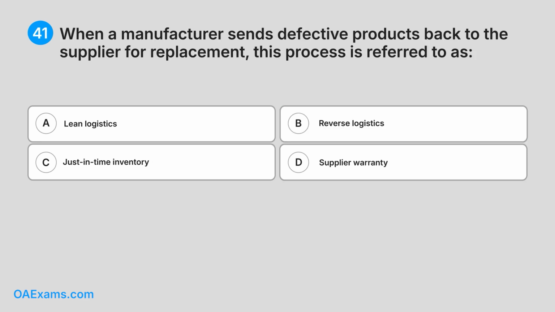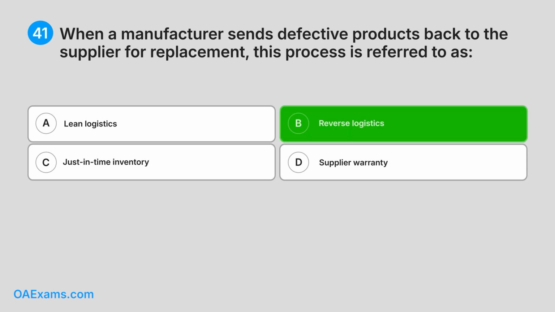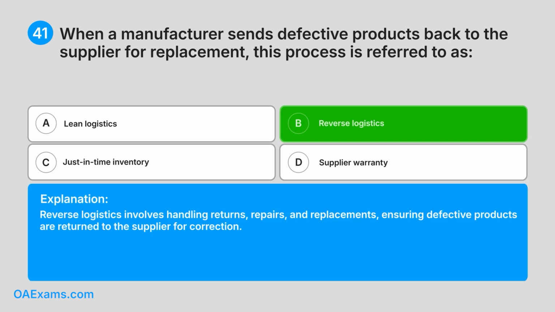41. When a manufacturer sends defective products back to the supplier for replacement, this process is referred to as: A. Lean logistics. B. Reverse logistics. C. Just-in-time inventory. D. Supplier warranty. Do you know the answer? Correct answer: B. Reverse logistics. Explanation: Reverse logistics involves handling returns, repairs, and replacements, ensuring defective products are returned to the supplier for correction.